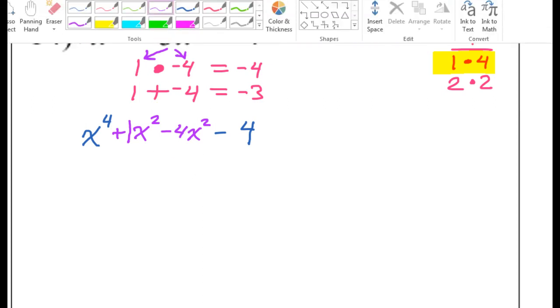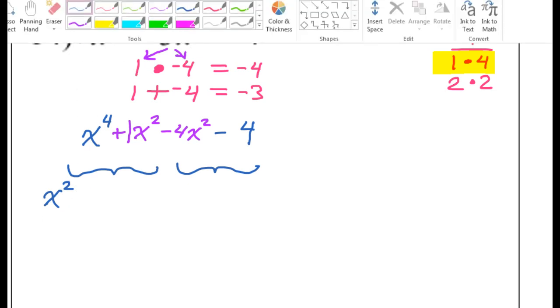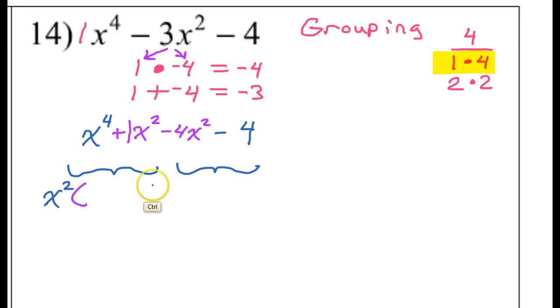Now I'm going to do the GCF of the first two terms, and I will do the GCF of the second two terms. So the common factor from the first pair is x squared. All right, that's the GCF. And then I'm going to have some stuff in parentheses. Now, the common factor for the second pair is going to be negative 4. And then I'm going to have some stuff in parentheses.